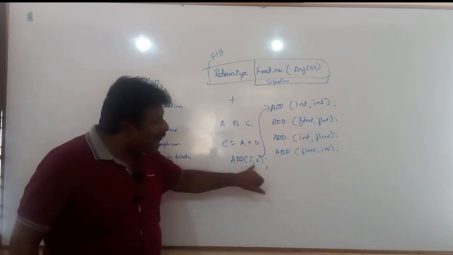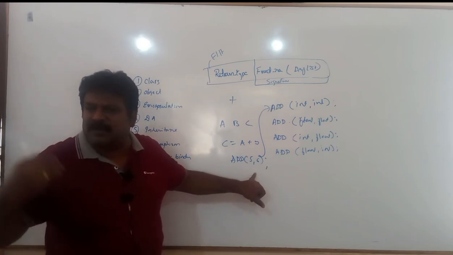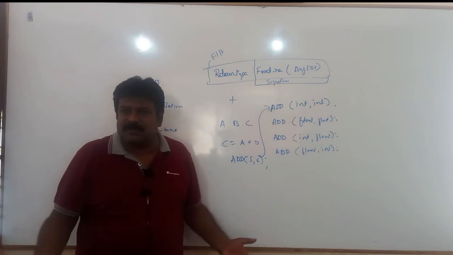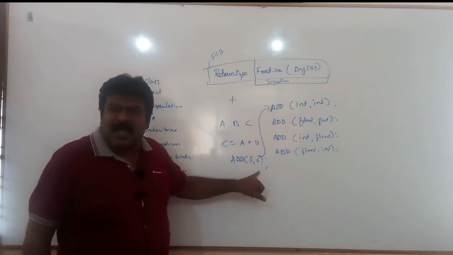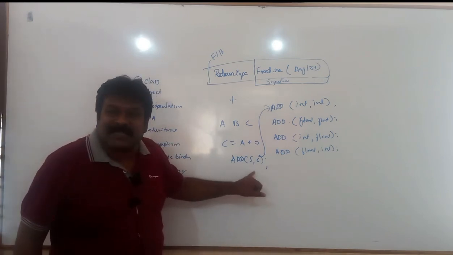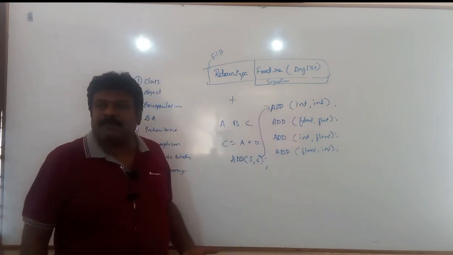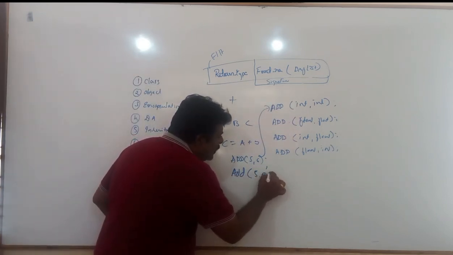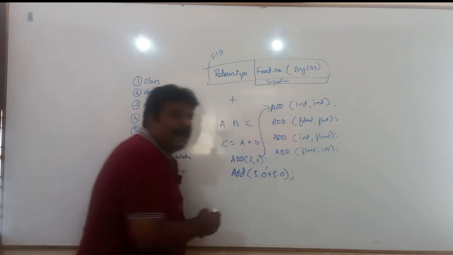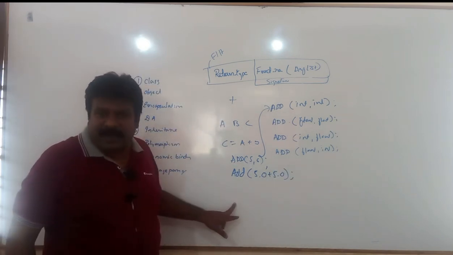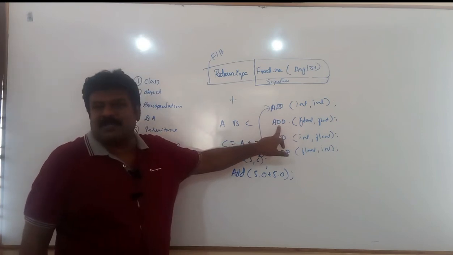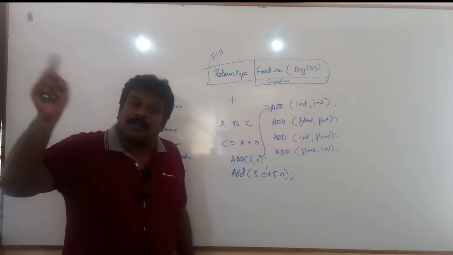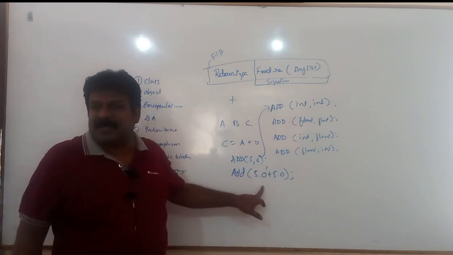So I said add 5,6. I'm least bothered about what the function is going to do. Simply I say add 5,6. As both are of integer type, this function will be called. If I say add 5.0 plus 5.0, then automatically the compiler will decide that I need to call this particular function. Like that, the decision is made by the compiler on the basis of the arguments we have passed.